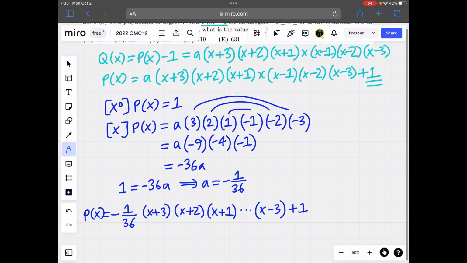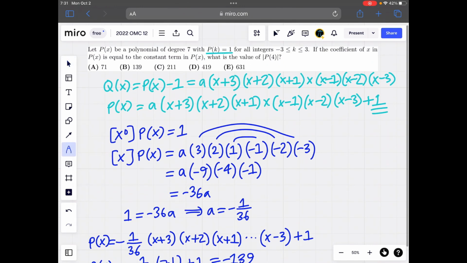And now if we were to apply this on x equals 4, since that's what the question is asking for, we would get that P of 4 is equal to -1 over 36 times 7 times 6 times 5 times all the way down to 1, which is just 7 factorial, plus 1. And so 7 factorial is equal to 5,040, and 5,040 over 36 is just 140. So we have -140 plus 1, which is equal to -139. And the modulus of -139 is 139, and that's equal to answer choice B.